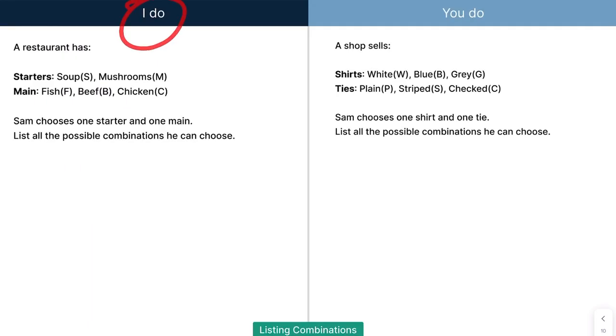So the way my videos work, I'm going to do the example on the left, which is I do. You're then going to press pause and have a go at the example on the right, which is you do. So this is a question on listing combinations. We've been asked to list all possible combinations that Sam can choose.